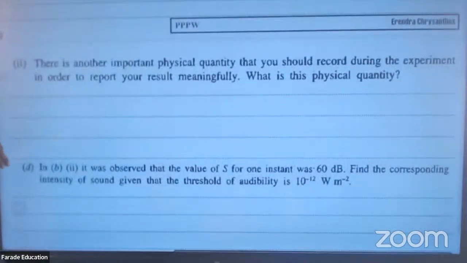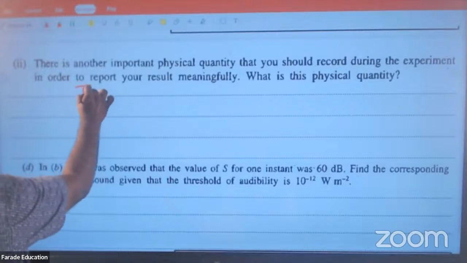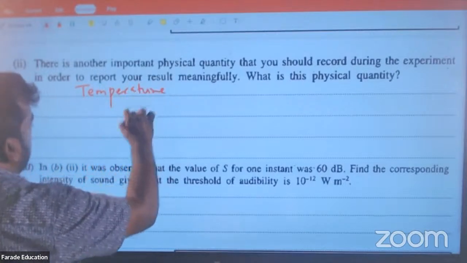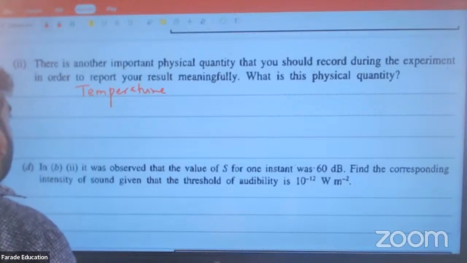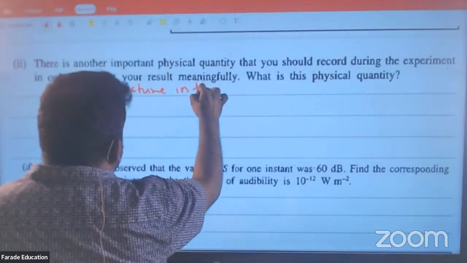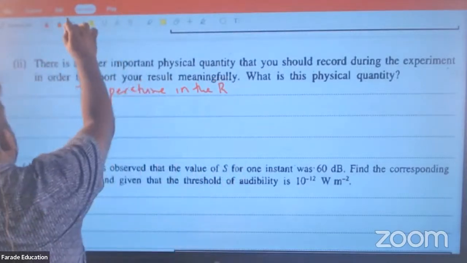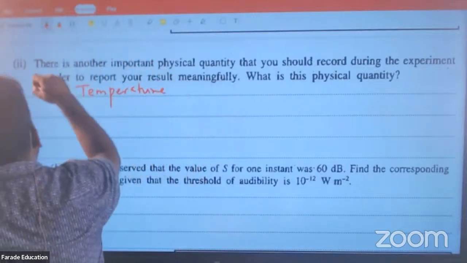There is another important physical quantity that you should record during the experiment. What is it? Of course, temperature. Right? When the temperature changes, velocity of sound in air will change. Or temperature in the room. Or just write room temperature. That's easier, no? Room temperature.